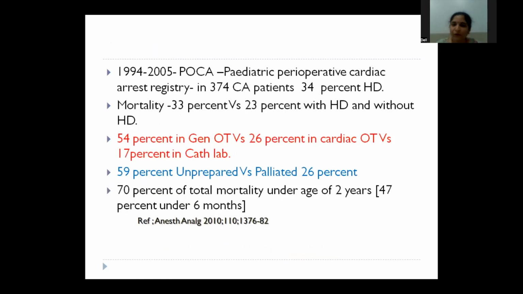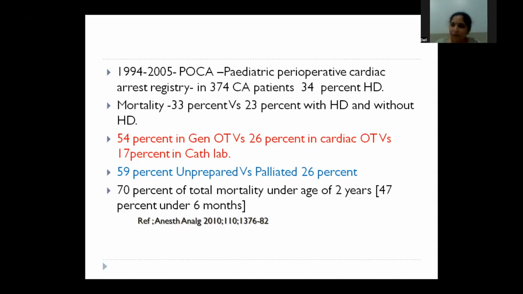Out of that, 54% of cardiac arrests occur in the general OT, and this is more worrisome when we are doing anesthesia for non-cardiac surgery compared with the safer environment of the cardiac OT and cath lab, which are 26% and 17%.